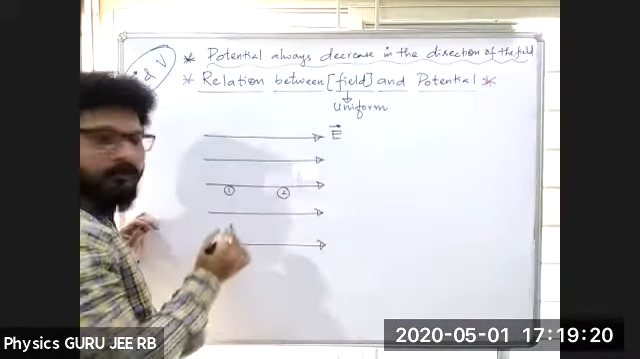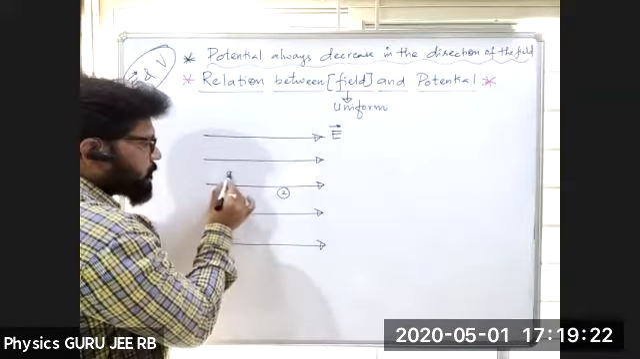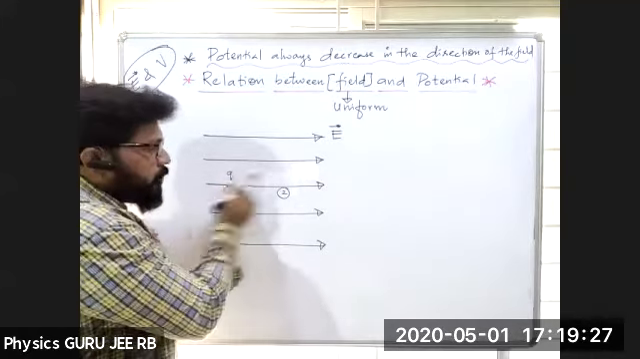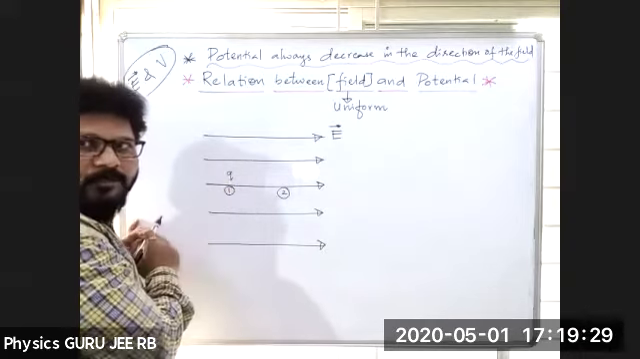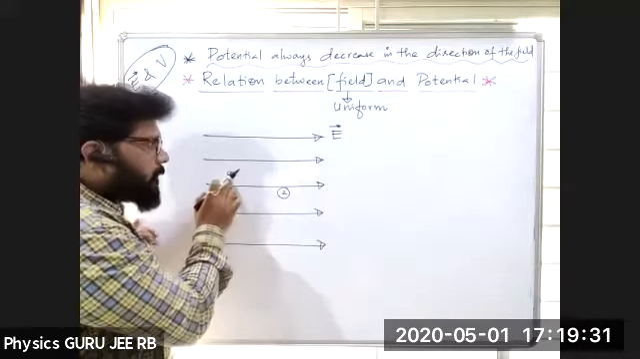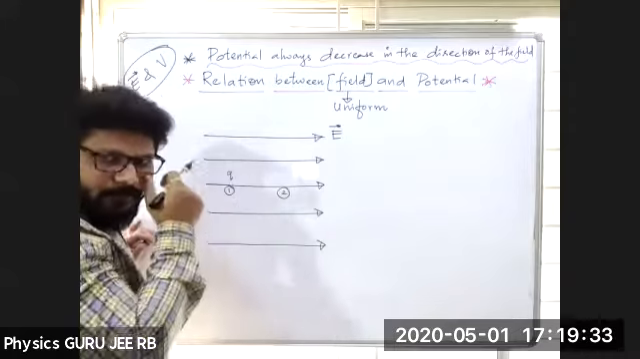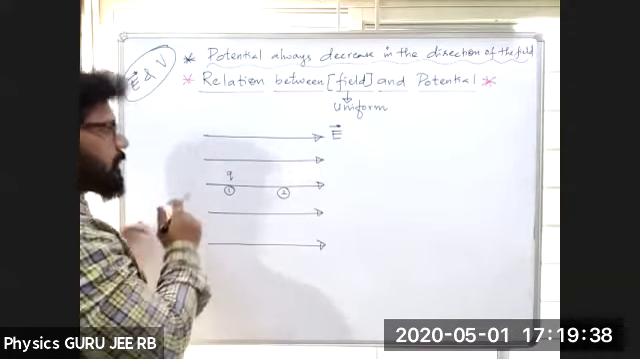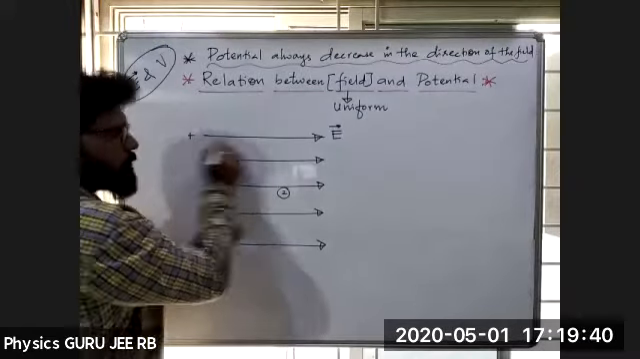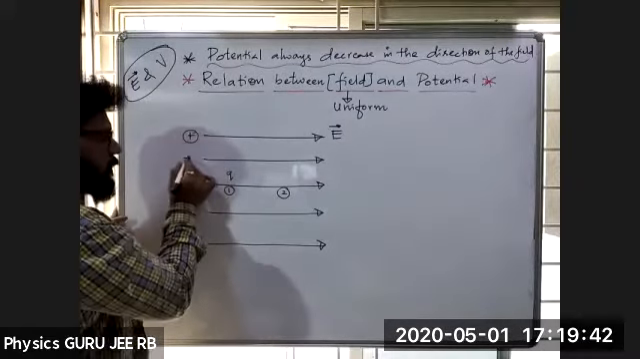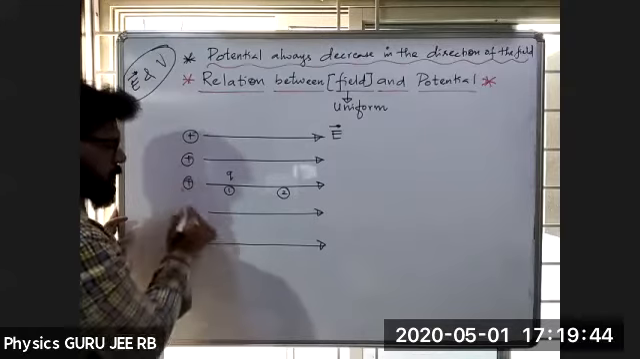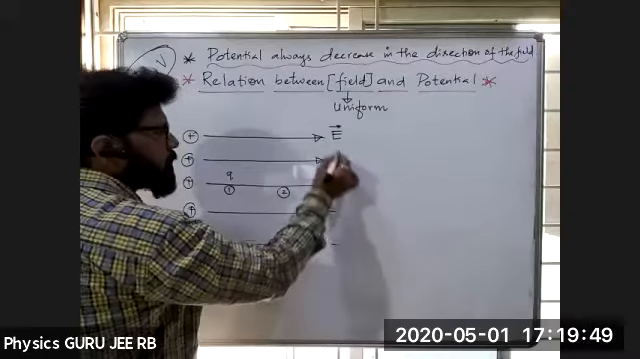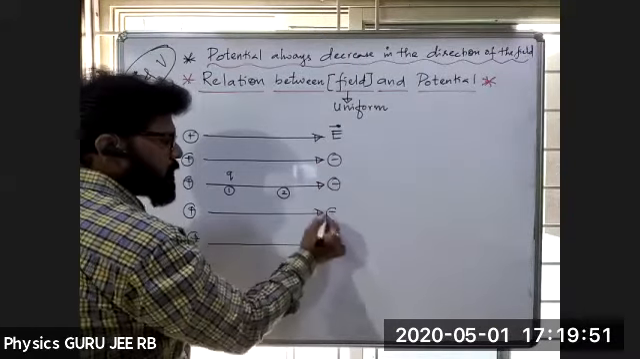मैं क्या करता हूँ, अब एक चार्ज लगाता हूँ इधर. I'll keep one charge here. If I want to see, when I place a charge, what happens? Can anybody tell? If I place a charge in the electric field, कोई है? What is the direction of electric field? Away from positive, positive to negative, right? Away from positive to towards negative.